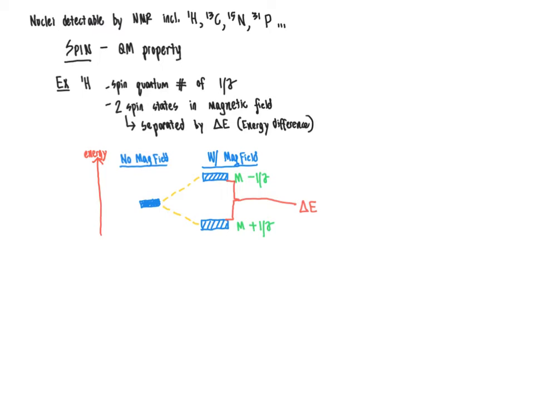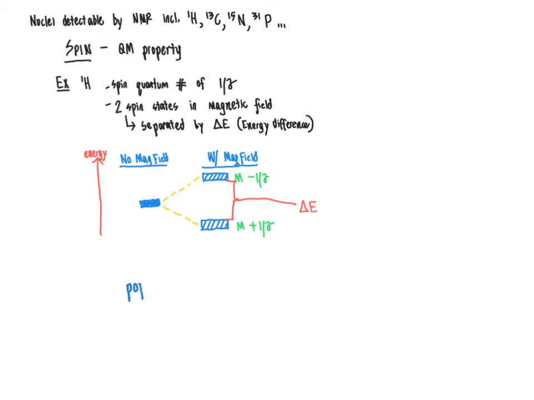Now keep in mind that that delta E value is going to be proportional to the difference in population between the two spin states, the difference in the number of nuclei that are in this higher energy spin state versus the lower energy spin state here in the magnetic field. We can look at that population difference and that's going to be proportional to the difference in energy between the two. So let's see what we can do to manipulate that.